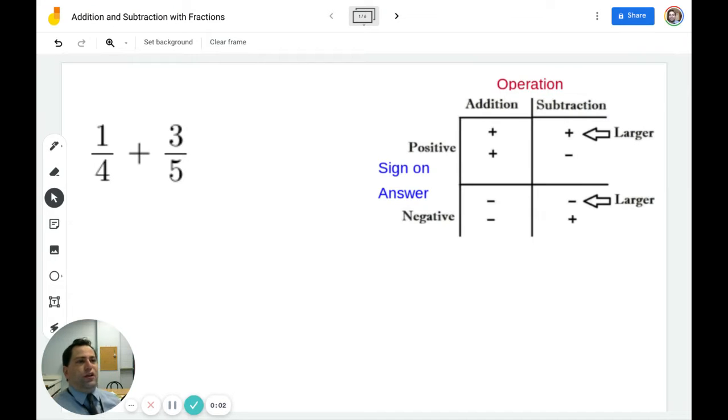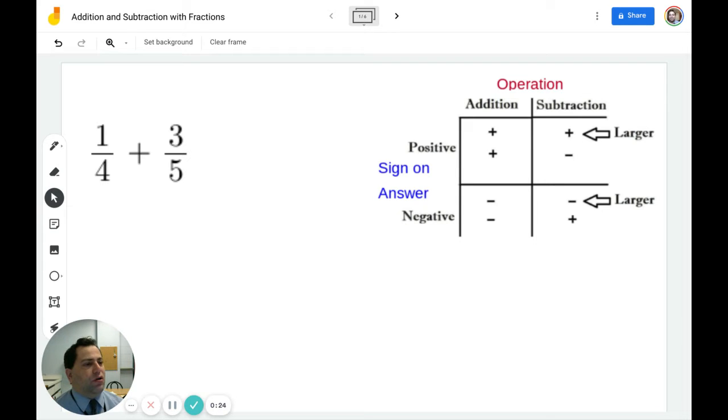Hello and welcome to our next video on addition and subtraction of positive and negative fractions. I just want to draw your attention again to the upper right where we have the same chart we used in the addition and subtraction of integer video about how to determine what sign your answer is going to be. Let's try some examples.